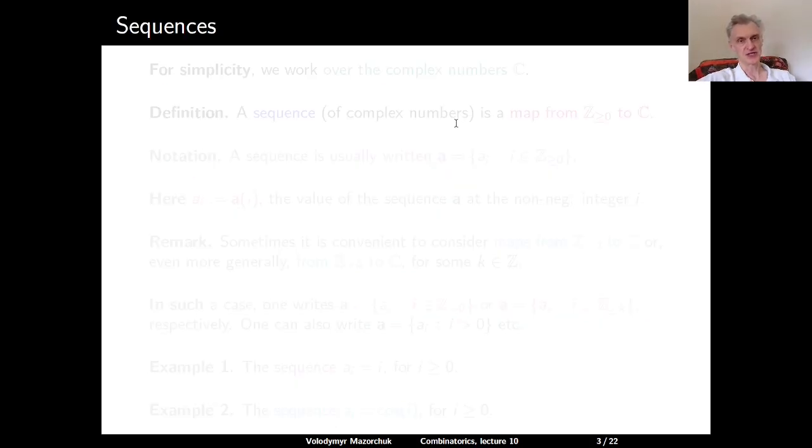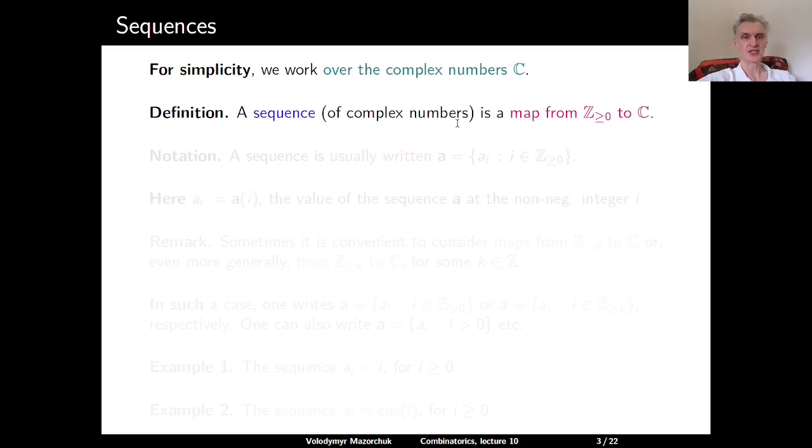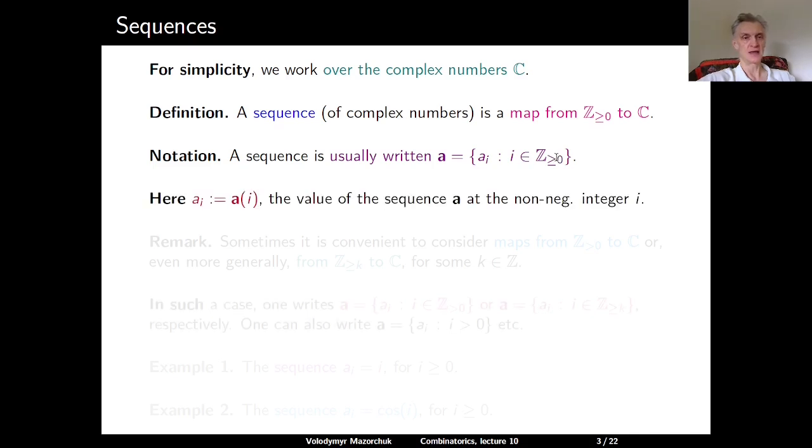So let's start with just the general definition of a sequence. For simplicity, we will work over the field C of complex numbers. Definition: a sequence of complex numbers is a map from the set of all non-negative integers to the complex numbers. So the usual notation is that we have a sequence A, given by A0, A1, A2, and so on. It's denoted as a collection of a_i, where i is a non-negative integer, and a_i is the value of our sequence at the non-negative integer i.